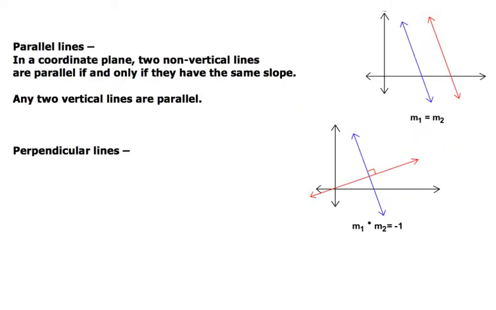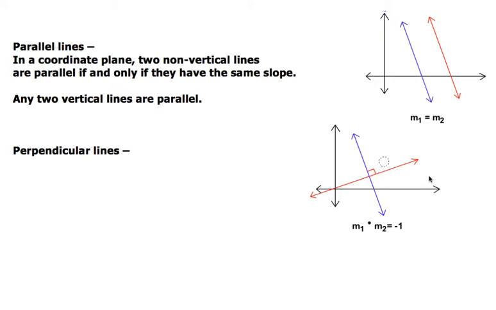We've got to define a couple of things, and again, this should be a review for you. So if you need to hit pause while you copy this down in your notes, that's great, and I'll go ahead and read along for those of you that want to continue together. Parallel lines. In a coordinate plane, two non-vertical lines are parallel if and only if they have the same slopes. Any two vertical lines are parallel.